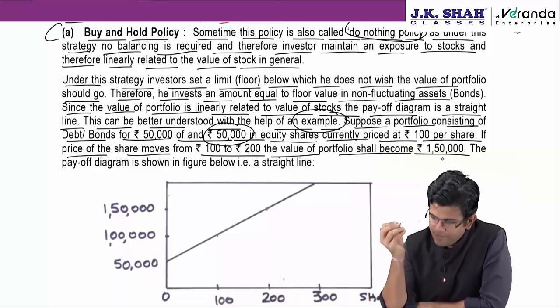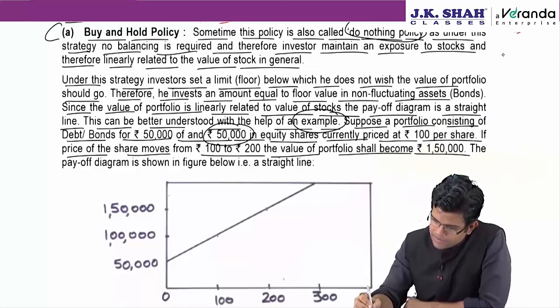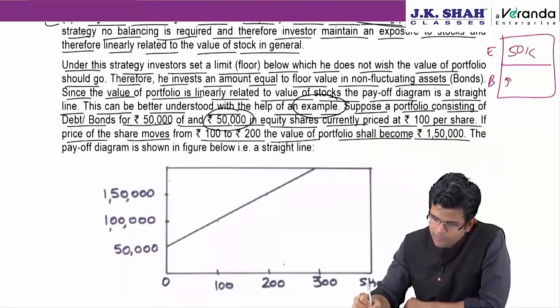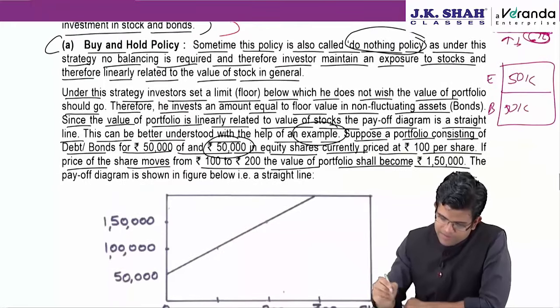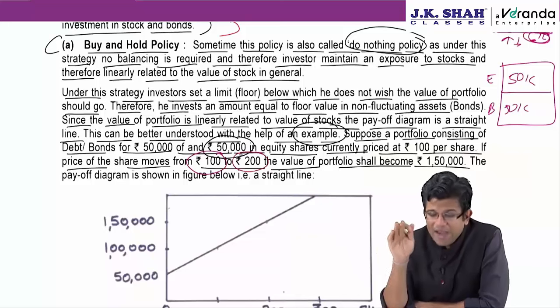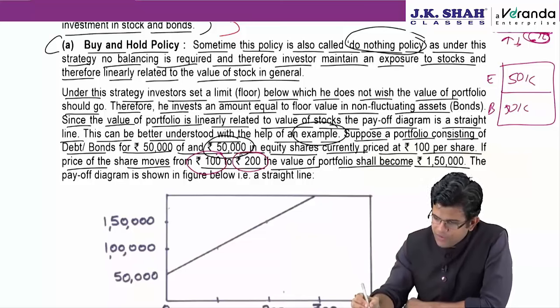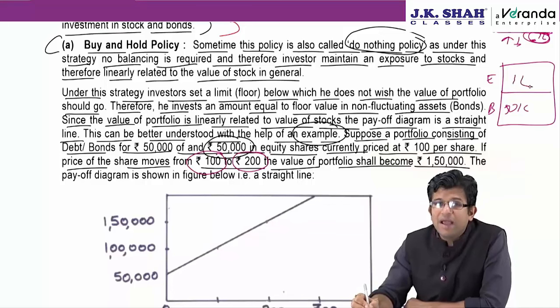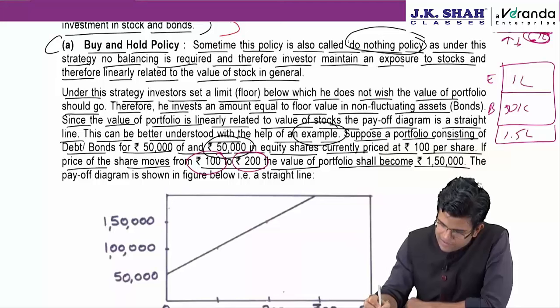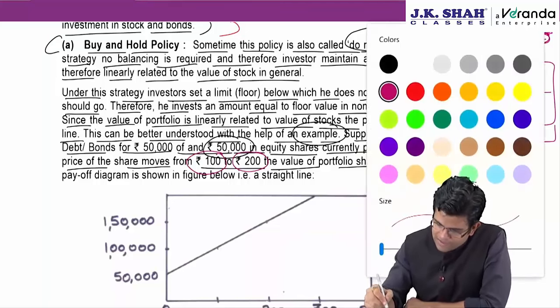Wait, how 1,50,000? Students, very simple. See, his portfolio earlier had a 50-50 component, right? He had put 50,000 here, he had put 50,000 here, correct? Now what happens is the price of the share goes from 100 to 200, which means the price of the share doubles. And if the price of the share doubles, do you realize this equity which was currently 50,000 will now straight away go to 1 lakh. Therefore, your portfolio value, which was earlier 50 plus 50, that is 1 lakh, will now go to 1.5 lakh. That is what they are saying here, correct? Let's now read ahead.